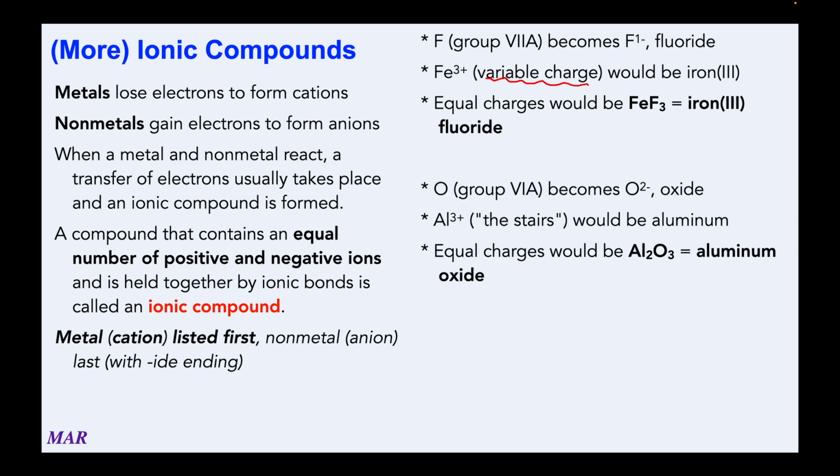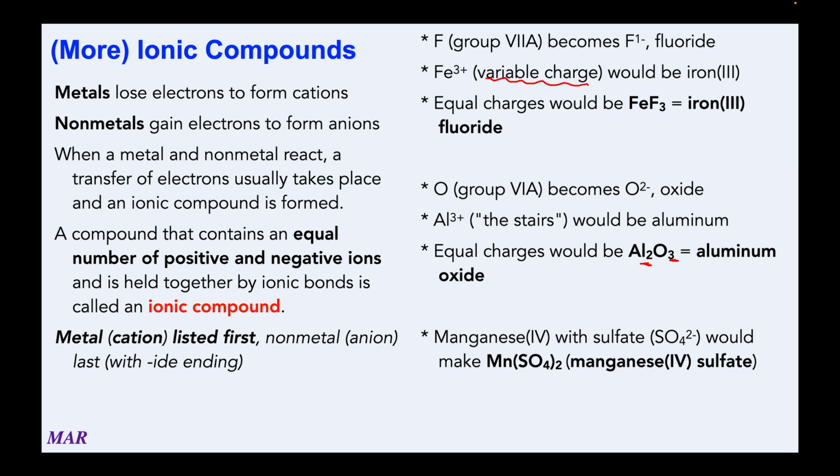Oxygen and aluminum. Aluminum is fixed charge, +3. Oxygen's -2 because it's group 6, 6 minus 8, minus 2. If you combine those two together, 3 times 2 have a common denominator of 6. So if you want to figure out how many oxygens, common denominator 6 divided by the charge 2, you're going to need 3 oxygens. And 6 divided by the charge on aluminum, 3, gives you 2 aluminums. So Al2O3, aluminum oxide.